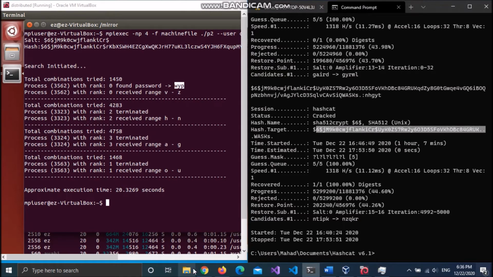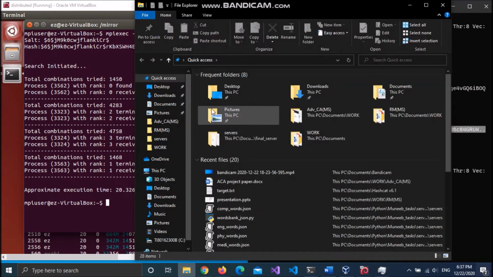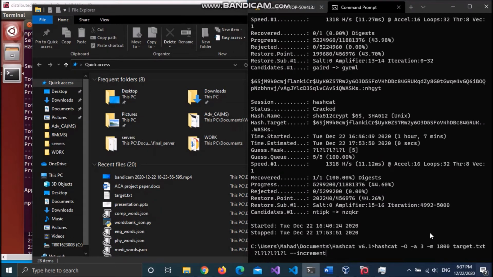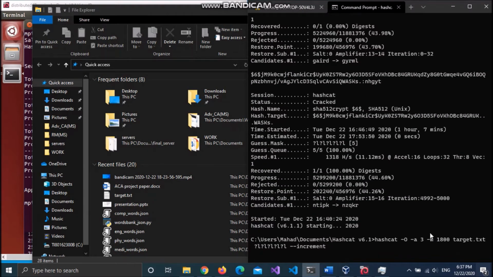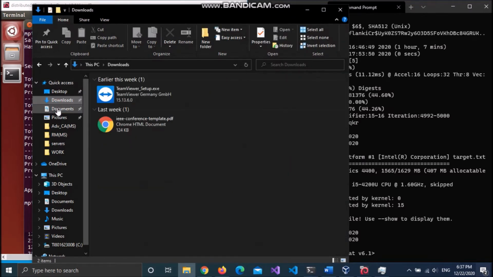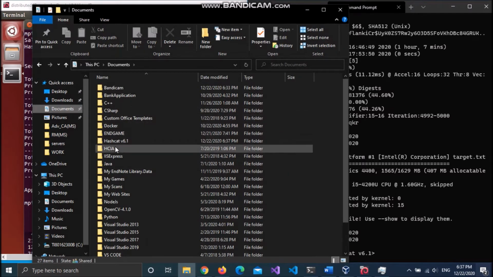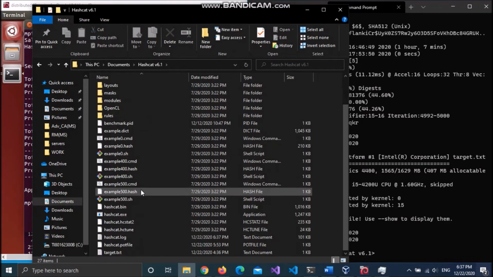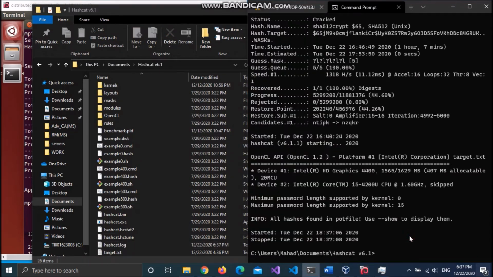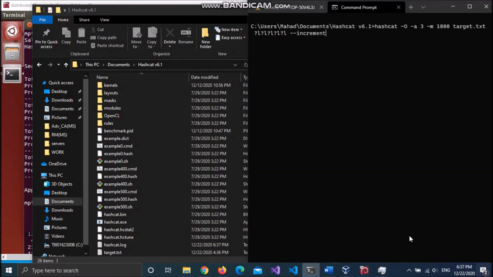And wait, let me just clear its pot file. Hashcat saves the passwords it has cracked. As you can see, if I run this command here again, it now says that all hashes found in pot file. So it has a pot file in which it saves its cracked hashes. Let me just delete this one and try to run it again.